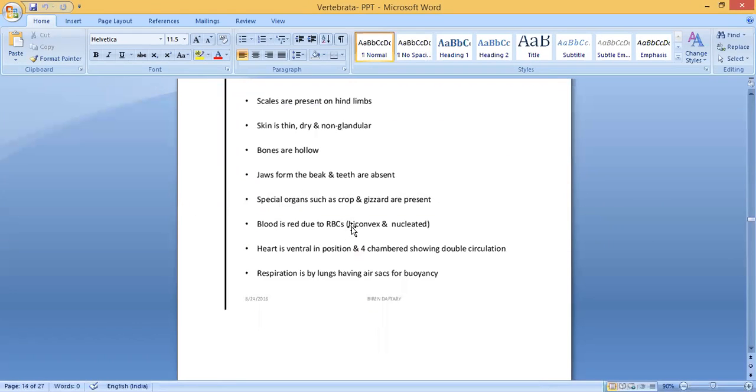Blood is red due to RBC. Why is it red in color? Because of the presence of RBCs, red blood cells, which contain hemoglobin. They are biconvex and nucleated cells. Heart is ventral in position and four-chambered, showing double circulation. Same like us, it is a four-chambered heart showing double circulation, on the ventral side. Respiration is by lungs, same as the Mammalia group, having air sacs for buoyancy or floating. We have alveoli, and they have air sacs.